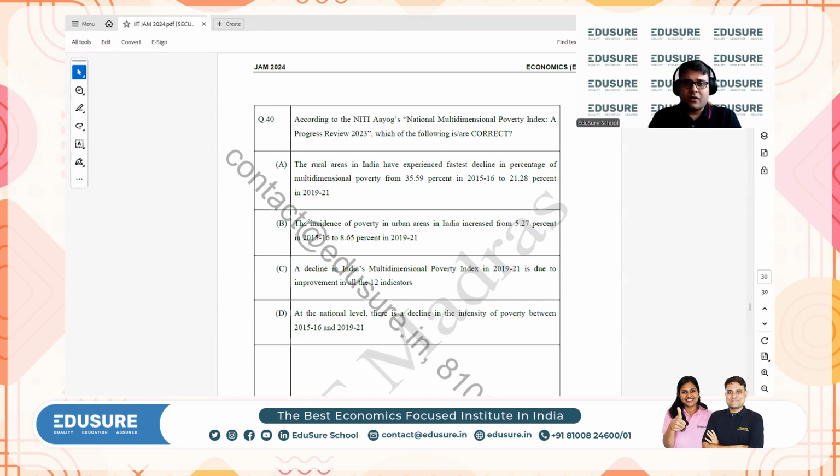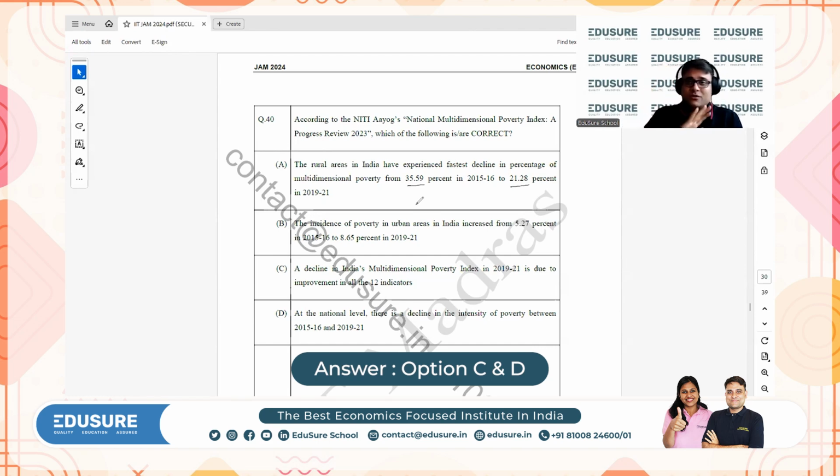A and B are not correct. A, the percentages are incorrect. And B, in the urban areas also, the multi-dimensional poverty has actually gone down, not increased. So A and B are incorrect, C and D are correct. Mark your answer.